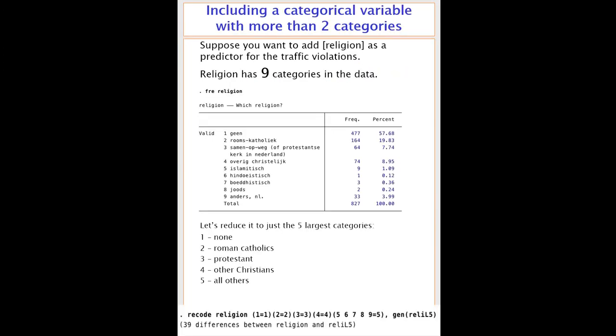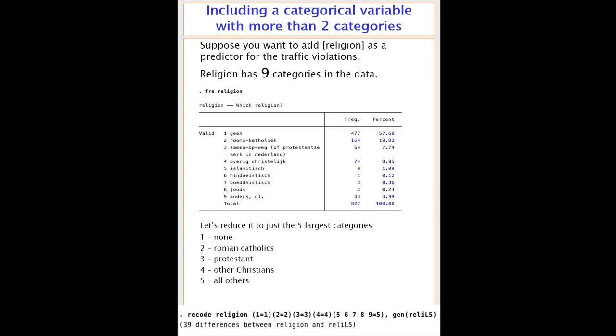We have in our data a religion. I must admit that I do not really have an argument why I would think that you commit more or less traffic violations based on your religion, but nevertheless, let's give it a try. In the data we have here 9 categories. Sorry, this is in Dutch: I'm not religious, Roman Catholic, Protestant, other Christian beliefs, Islamic, Hindu, Buddhist, Jew, or other religions. I'm not sure what that would be, but there you see that for the example here, it's not so convenient to have 9 categories.